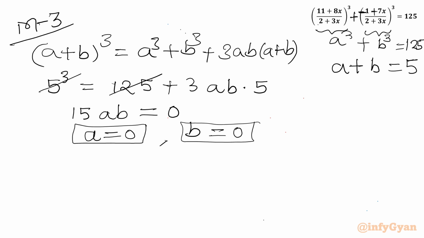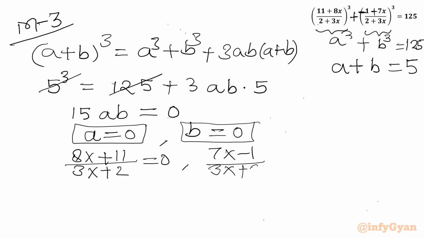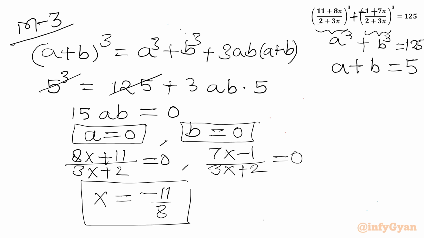Now this bracket was A, so I will write (8x plus 11) over (3x plus 2) equal to 0. And from here I can write (7x minus 1) over (3x plus 2) equal to 0. So our result will come out negative 11 over 8 and x is equal to 1 over 7. Let us verify. So I will write x is equal to negative 11 over 8 and x is equal to 1 over 7.